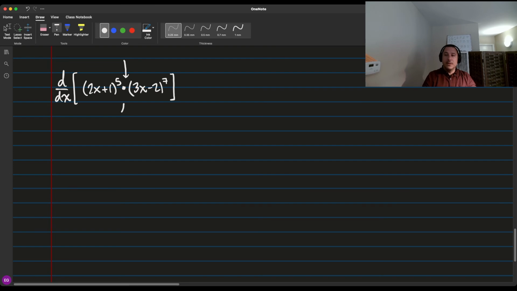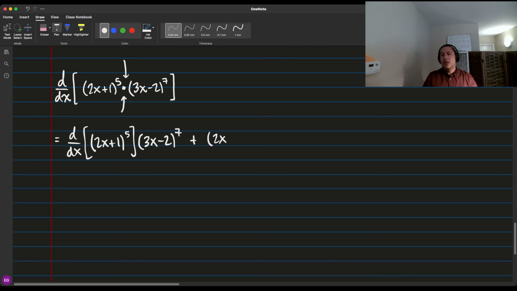If you look at this, what's it telling you to do? Yeah, exactly. So you have to use the product rule on this. The product rule says take the derivative of the first thing, (2x+1)^5, and then multiply it by (3x-2)^7. And then add to it where you leave (2x+1)^5, and then what are you going to multiply by? The derivative of (3x-2)^7.